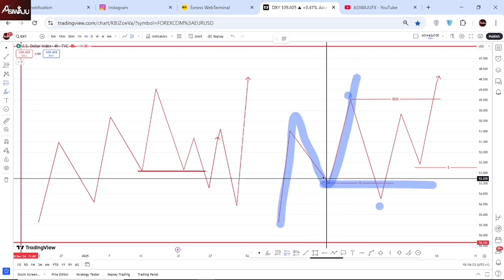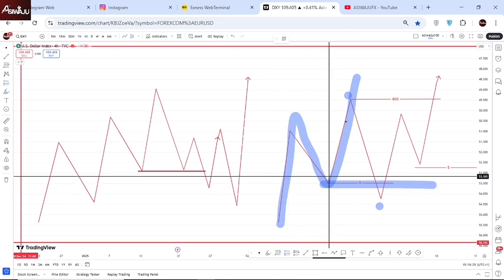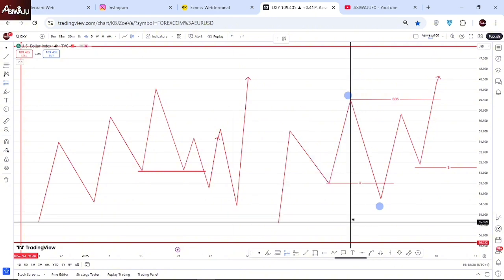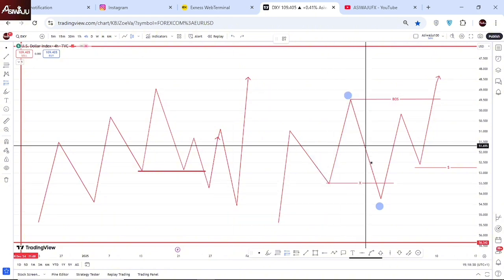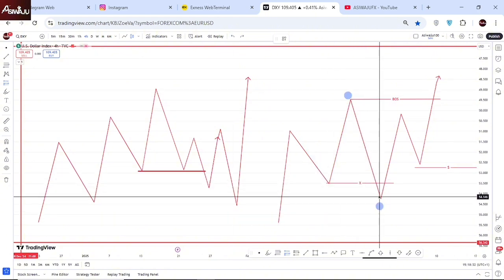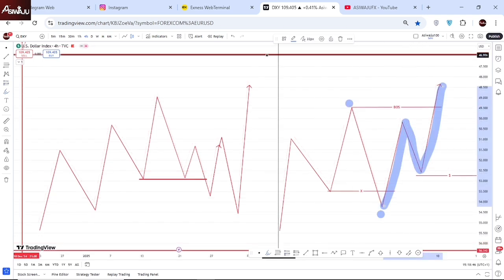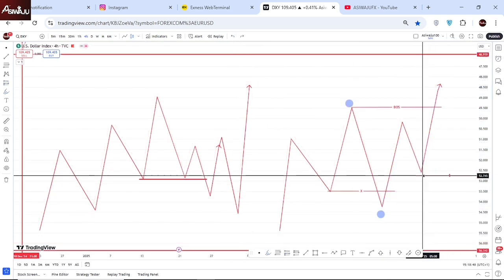This becomes our inducement point. Immediately price breaks this high, so this low becomes our inducement point, and price went down to grab the inducement here, pulled back to the upside. Immediately we have a break here. This recent low becomes what? Because our inducement.